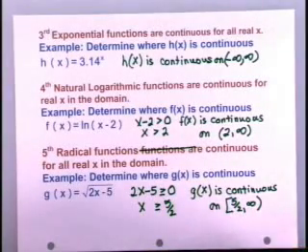Well, that is it for this segment. Now you need to practice this concept by working similar problems.